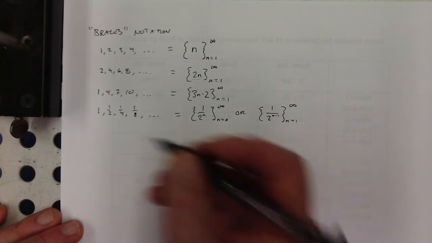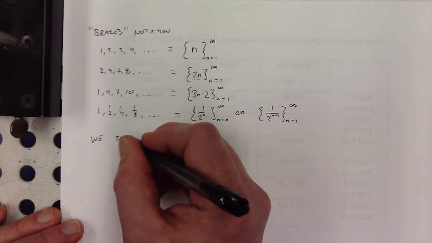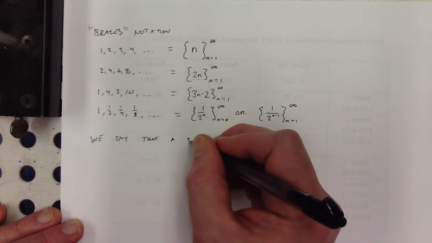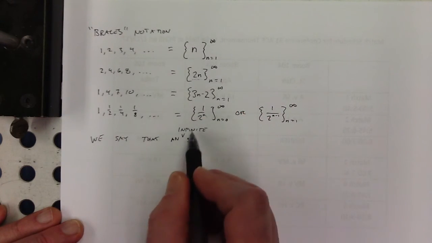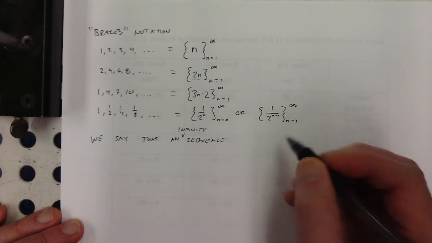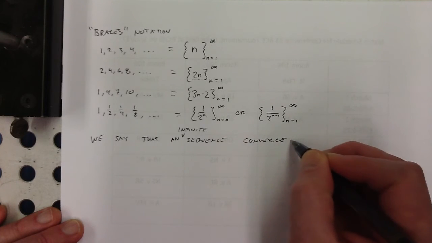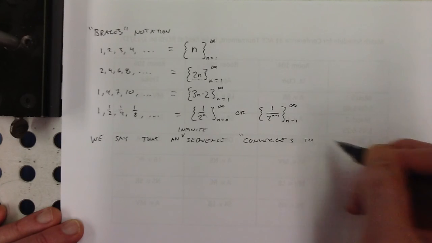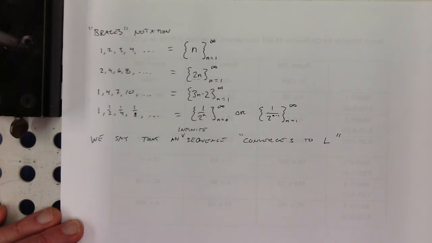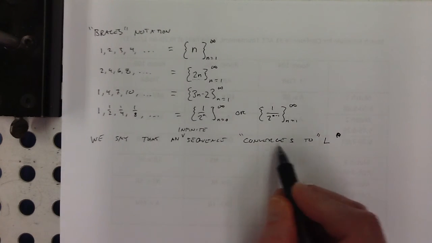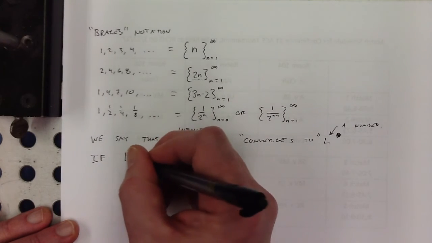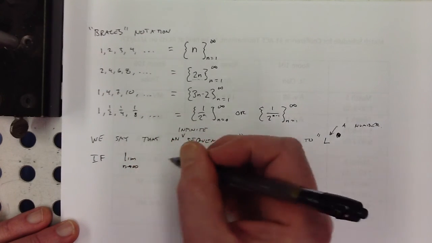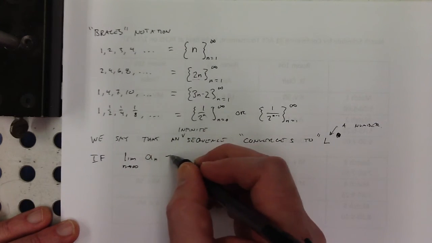All right, now, we say that, sorry, I keep wanting to leave that infinite out. I just sort of assume that we're talking about that. We say that an infinite sequence converges to some number L. So it converges to something, some number L, if the limit as n approaches infinity of a sub n is equal to L.